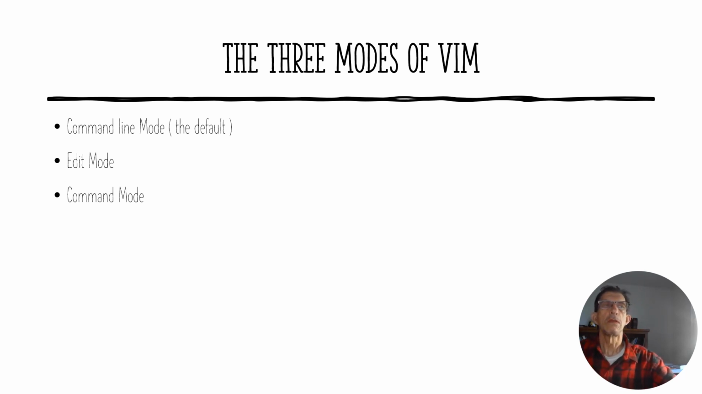To edit, you have to insert an edit command, such as an I or an A. We'll get into that in a minute. Finally, there's a command mode, which allows you to edit multiple lines at the same time. As a matter of fact, you can edit all the lines in a file at the same time, which is very helpful if you have to change.